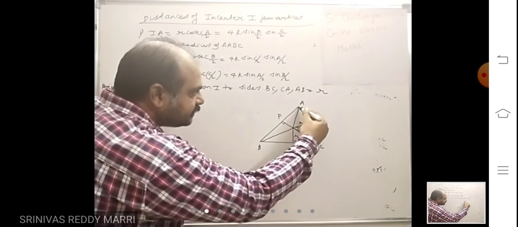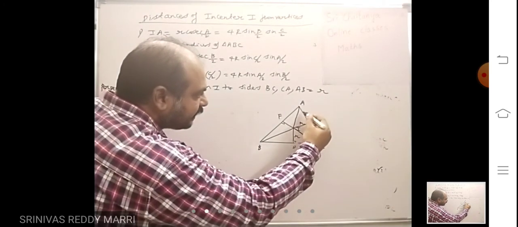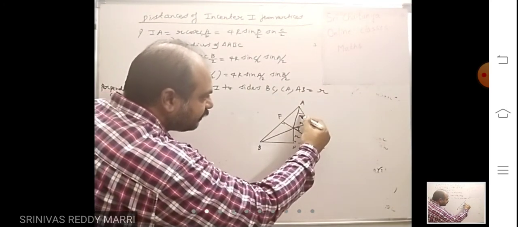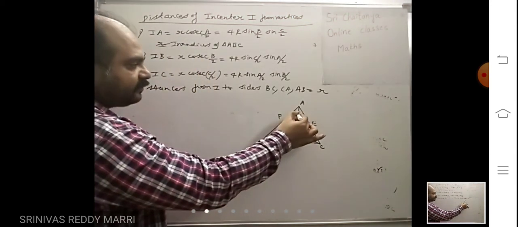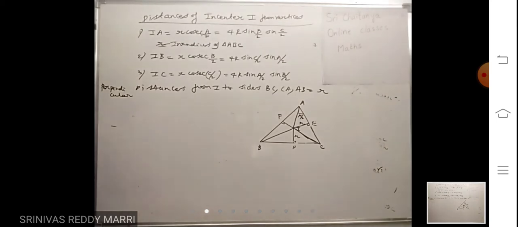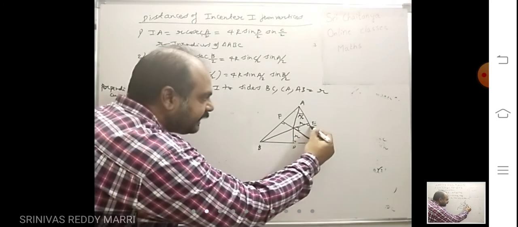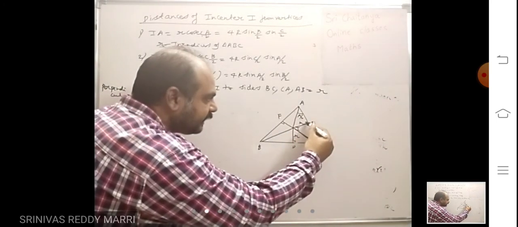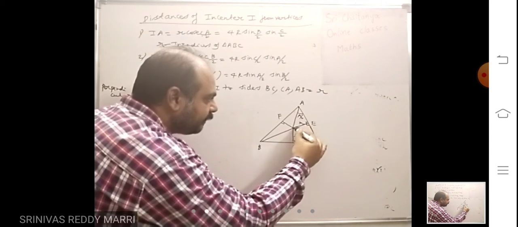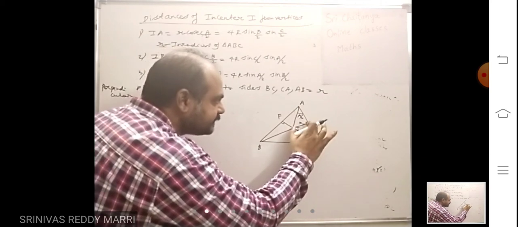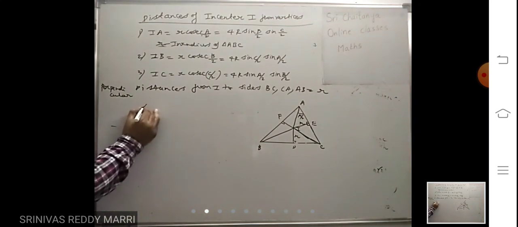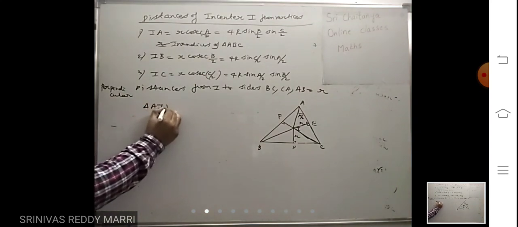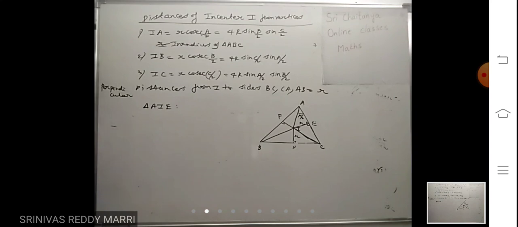So this AI is what? The angle bisector of angle A. That means this angle is A by 2. If you look here, this is a right angle triangle. From I I have dropped a perpendicular and this is the inradius. I am considering triangle AIE.